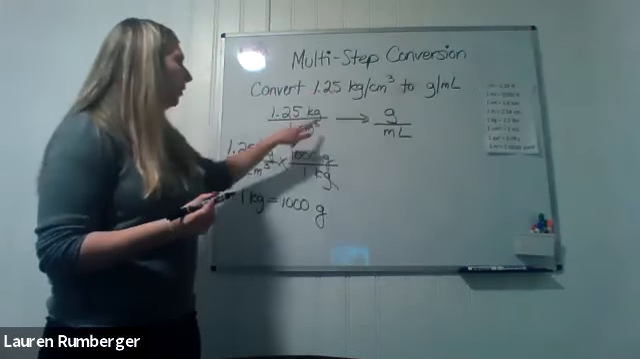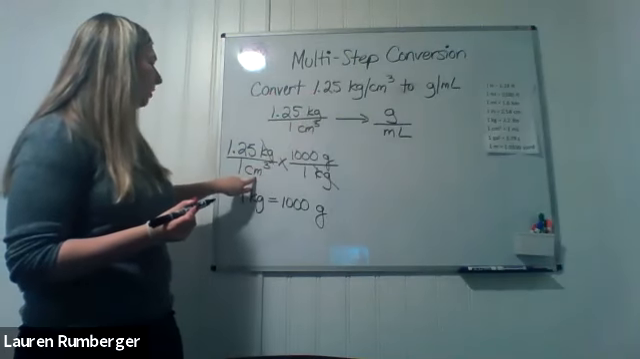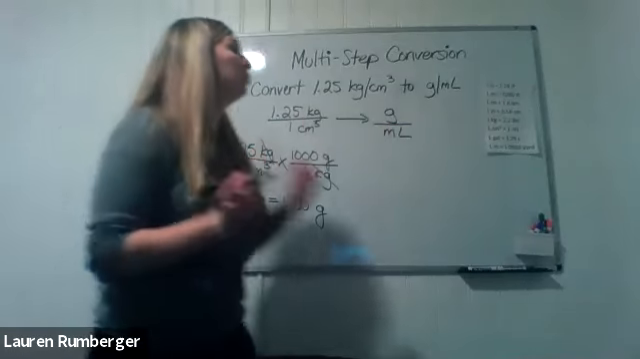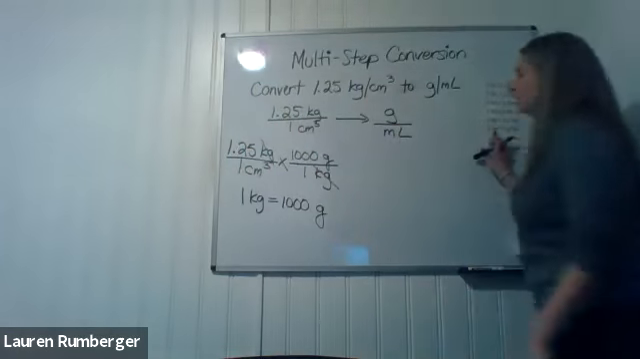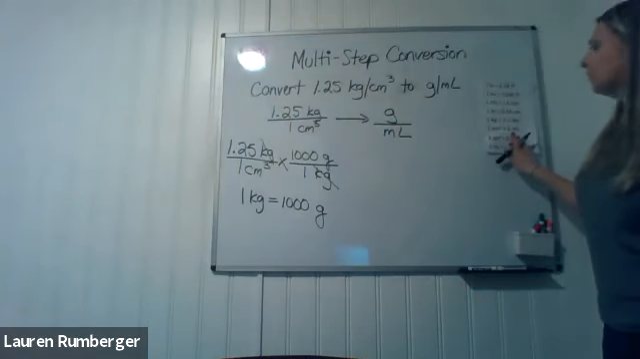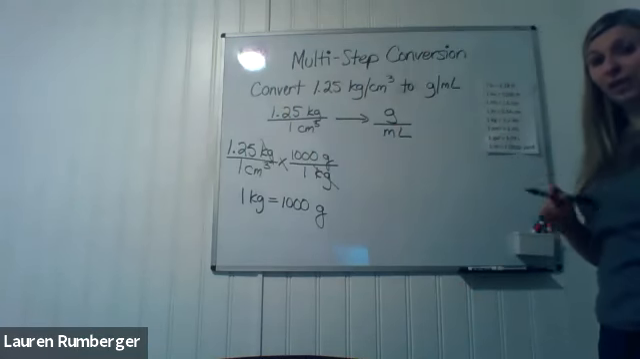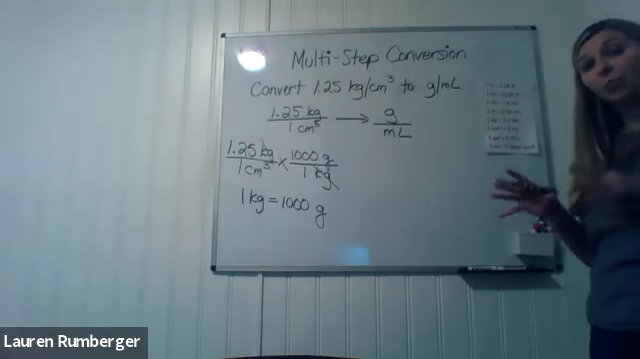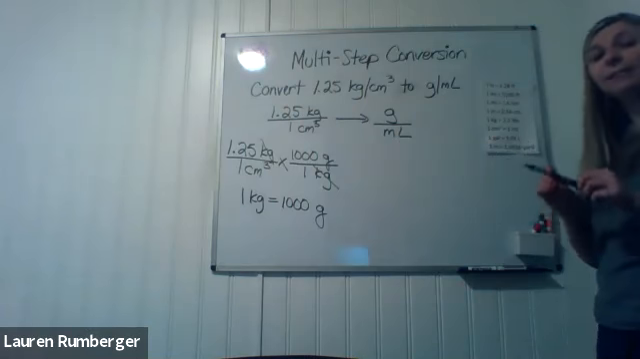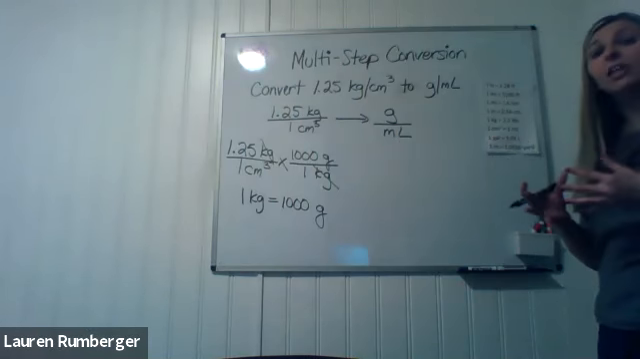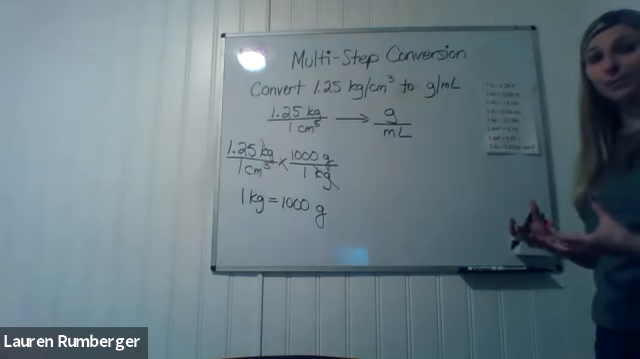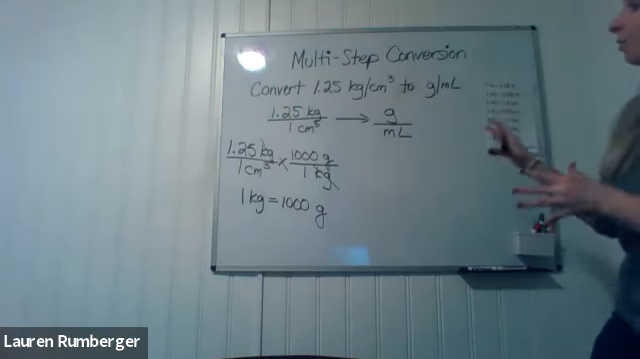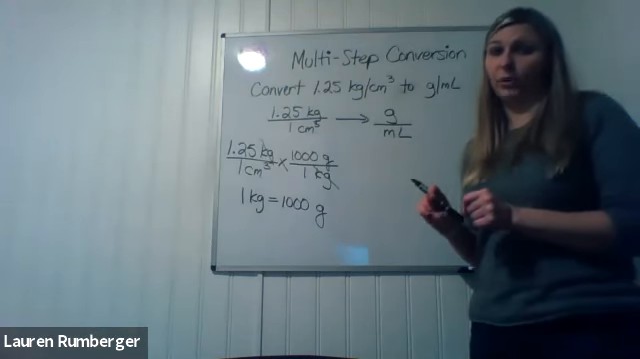Now our denominator, we want to change from cubic centimeter to milliliter. The relationship between cubic centimeters and milliliters is a 1-to-1 relationship. So even though you're just multiplying by 1, you still have to write this step out because we're changing the units. Remember, it is the units that we are focusing in on first, okay?